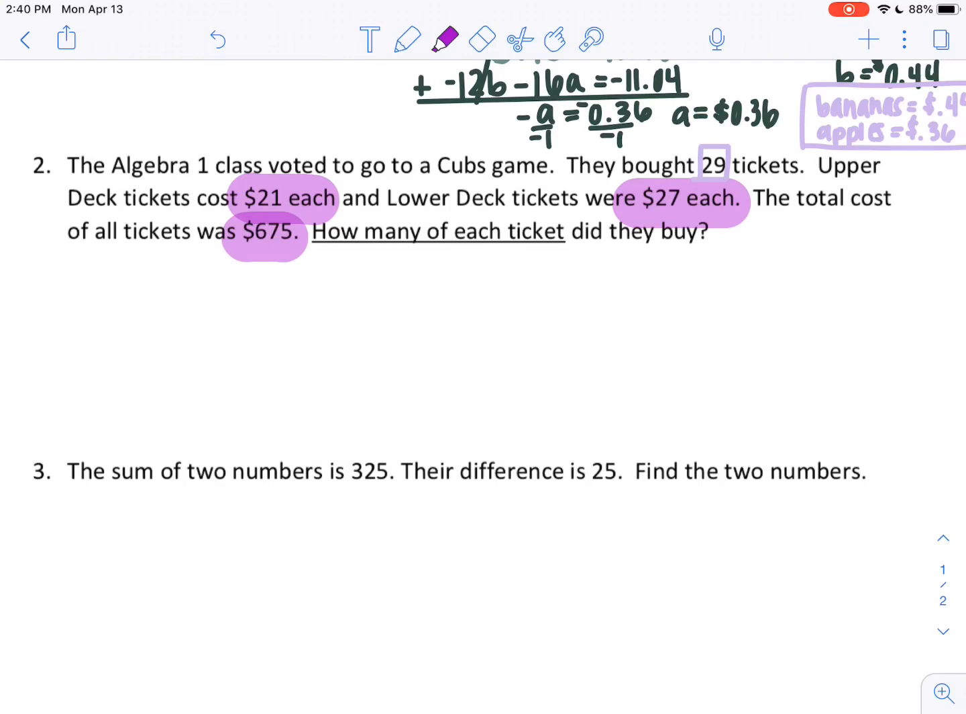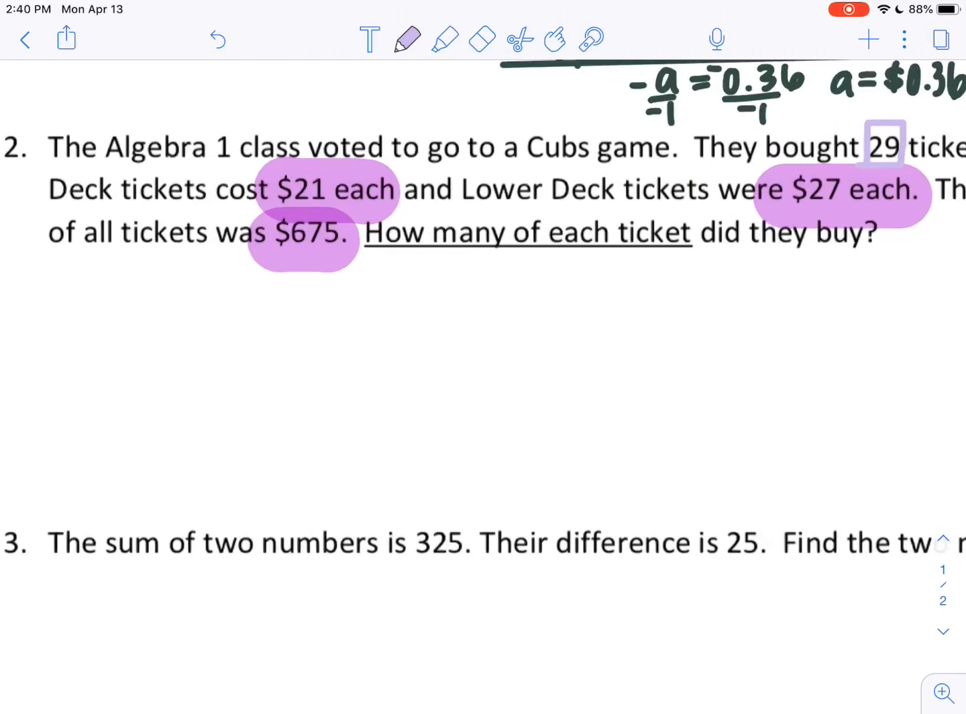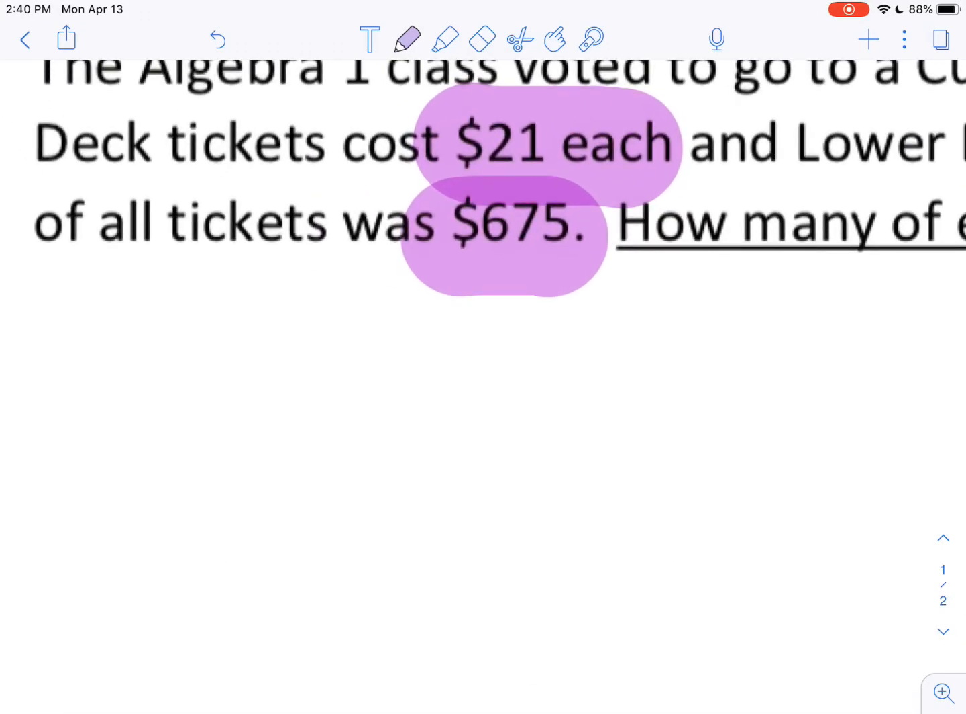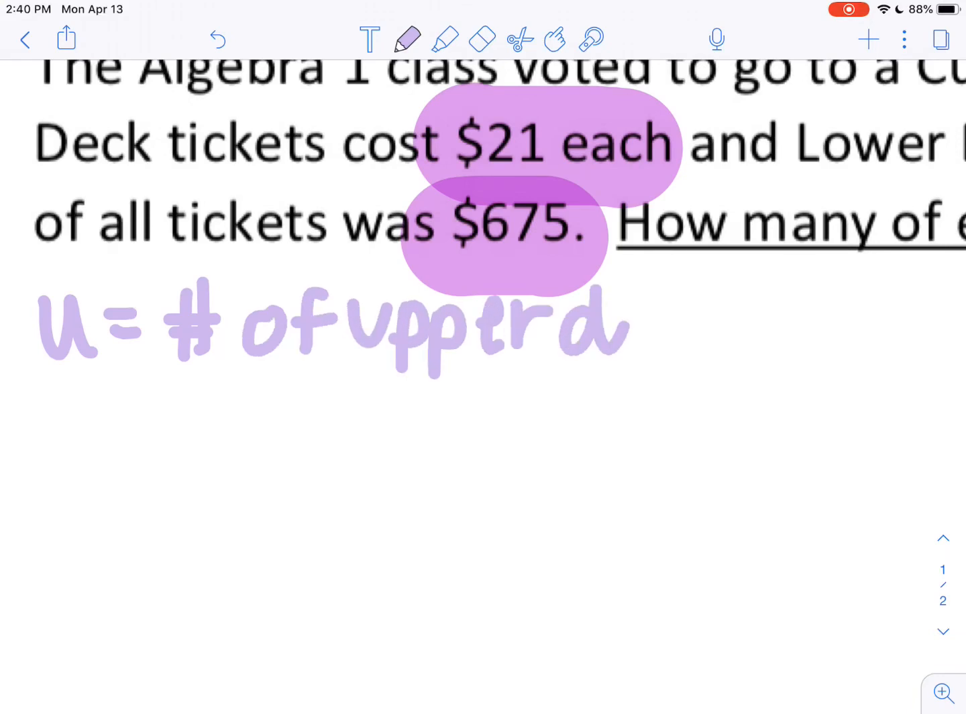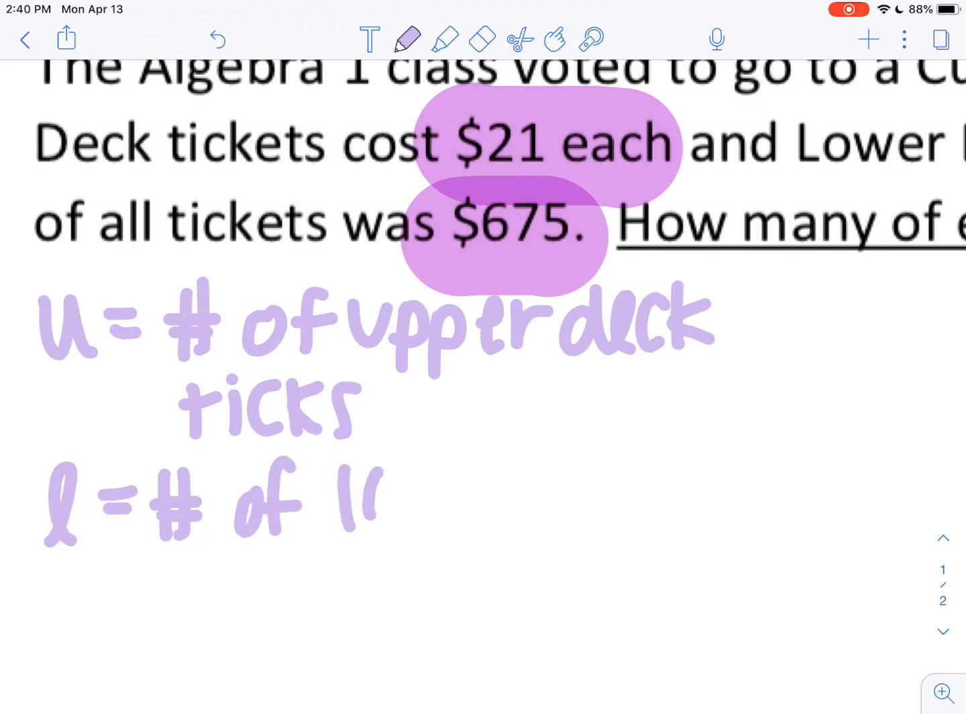So when you're making your variables, you can't just say upper deck and lower deck. I don't know what you're talking about. I don't know if you're talking about the cost or if you're talking about the amount. Well, it says how many of each. So we're not talking about the cost. We're talking about the number of upper deck tickets bought. And then we could say L is the number of lower deck tickets.